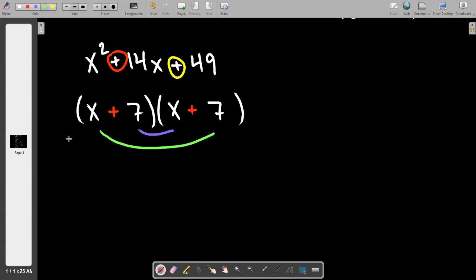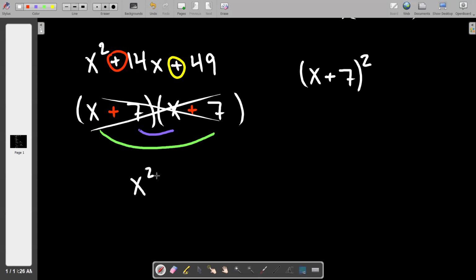We call this a square trinomial because this is really not how you should be writing this answer. You should be writing it as x plus 7 squared, hence the name square trinomial. So if you can factor something down and its factors wind up being exactly the same as each other, write it as the thing you got squared. Now let's do one more of those, and then we'll head on to the harder ones.